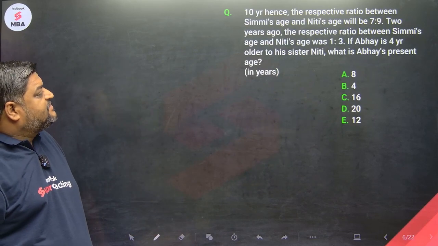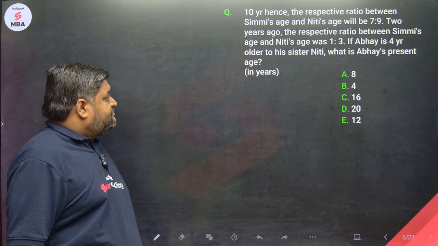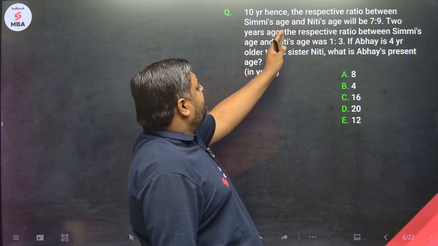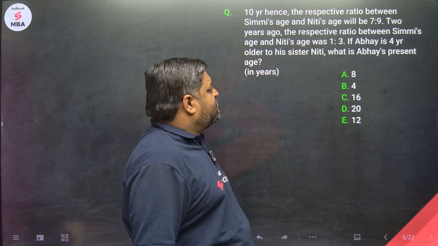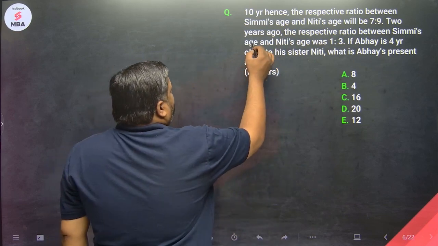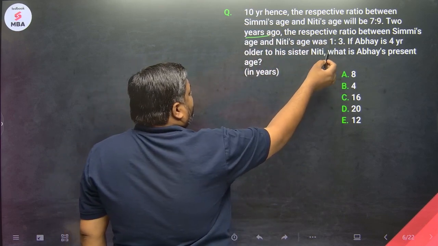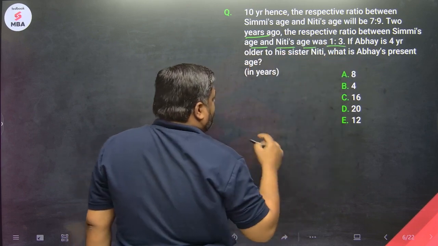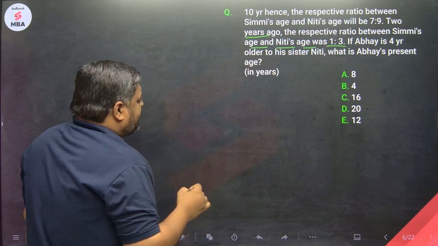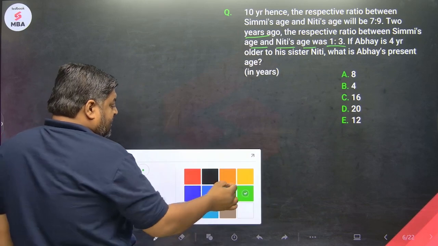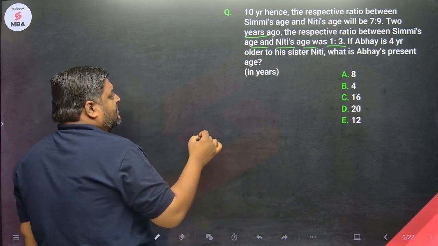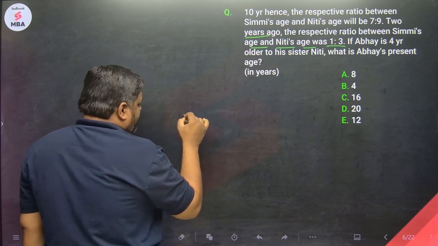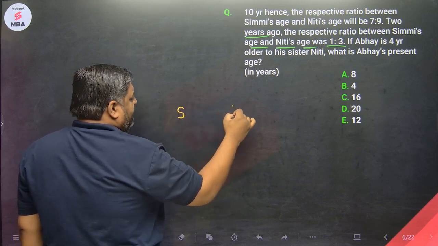Let's jump to the next question, beta. 10 years hence, the respective ratio between Simmi's age and Niti's age would be 7:9. Now, 2 years ago, the respective ratio of Simmi's age and Niti's age was 1:3. For age questions, I always recommend solving in a timeline. We have Simmi over here, and Niti over here.